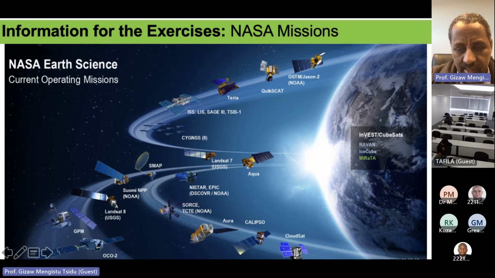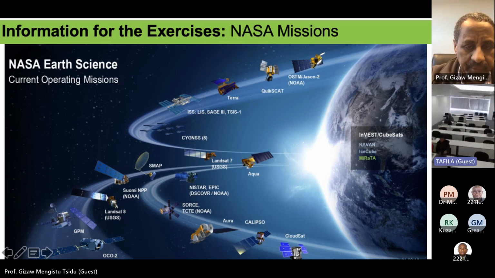By the way, do you see my cursor moving on the screen? Are you able to follow my cursor? I have a pointer which I'm trying to move around. Is it visible? It's not moving. So I don't know how to do that on Microsoft Teams. Anyway, I hope I will be slow, so you should be able to pick up from what I'm talking.